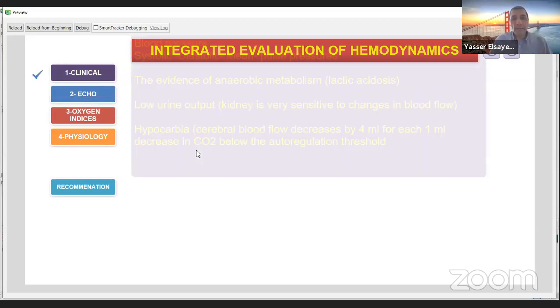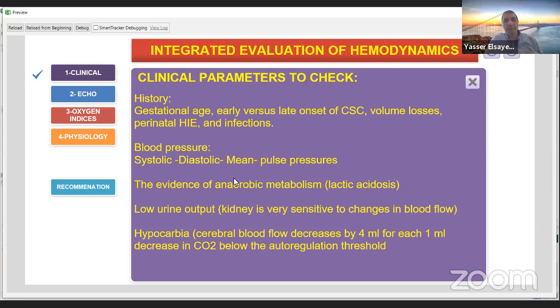For clinical, what we need to know, as I mentioned before, you need to know the history in detail, gestational age, and we need to know early versus late onset compromised systemic circulation. Is the infant compromised during the postnatal transition, early after birth, or late beyond that level? We understand if there is any evidence of volume losses, perinatal hypoxic insult, or any evidence of infection.